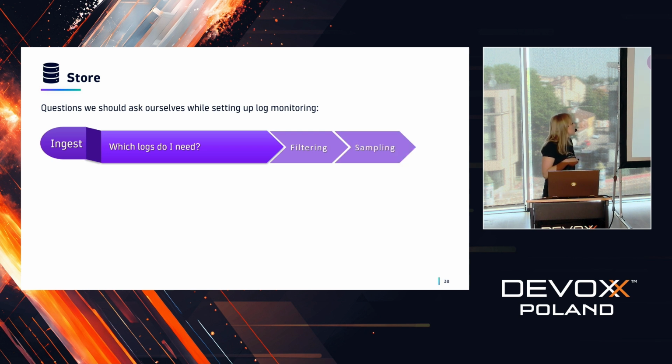Another approach that we could implement is sampling. So we can just store in our tool only a portion of data, like for example 1 log from 10. I can give you an example.